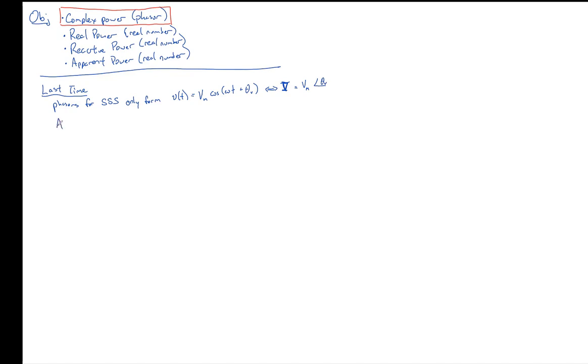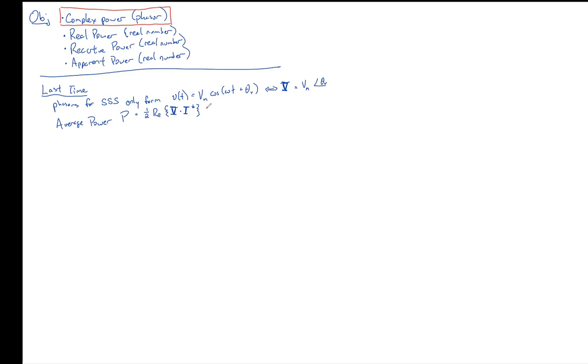Average power, which we generally abbreviate just as capital P, we've already said is equal to the real part of the voltage phasor times the current phasor complex conjugate. That complex conjugate flips the sign, so when you multiply these phasors, the angles will be angle of V minus angle of I.